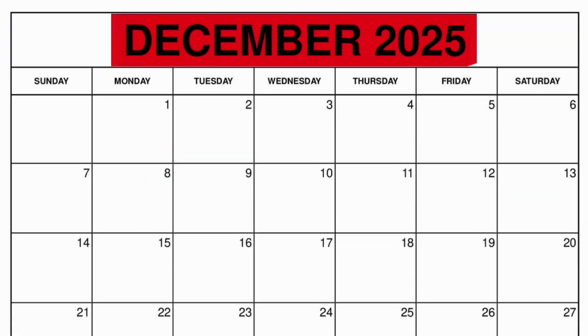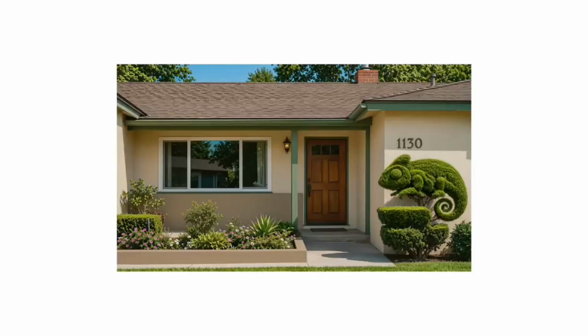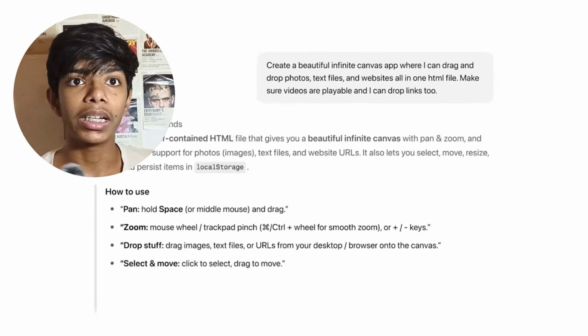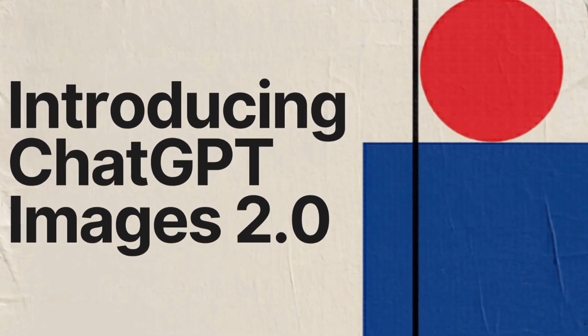Then came GPT Image 1.5 in December 2025. That was faster and more accurate. And now, just in April 2026, ChatGPT Image 2 is here and this is not a small update. OpenAI rebuilt this from scratch and they also officially retired DALL-E 2 and DALL-E 3. They are gone on May 12, 2026. GPT Image 2 is their only image model now. That tells you how confident they are in this. Okay, so let's talk about what's actually new. And I'm going to show you everything live on screen.